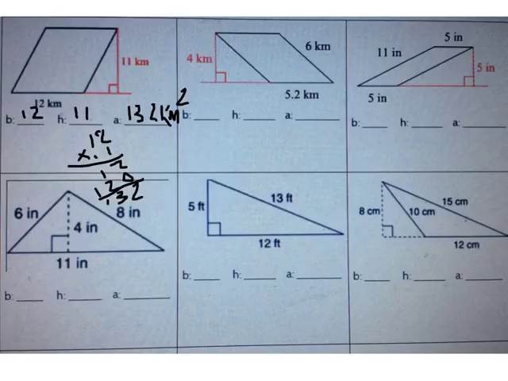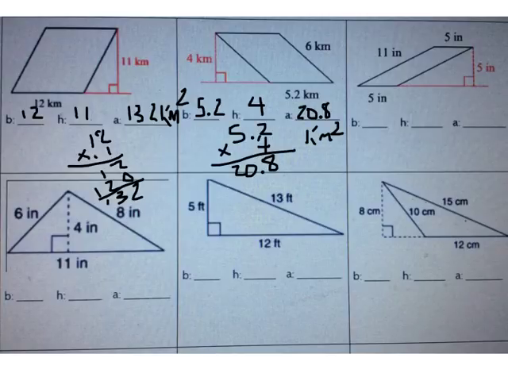Let's look at the next parallelogram. What's the base? Here the base is 5 2/10 kilometers. What's the height? The height is 4 and not 6. 4 is at a right angle to the base. So what's the area? The area is 5 2/10 times 4, or 20 8/10 kilometers squared.